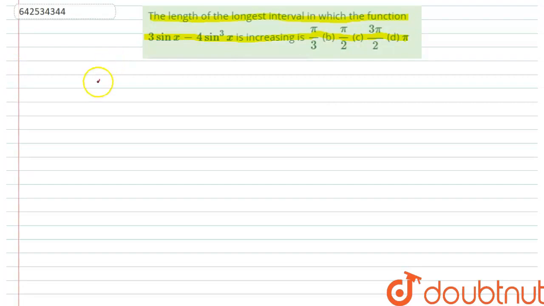We have f of x equal to 3sinx-4sin³x, which is equal to sin 3x. So now, in order to find out the interval where the function is increasing, we have to put f dash x greater than 0. So let's find out f dash x.